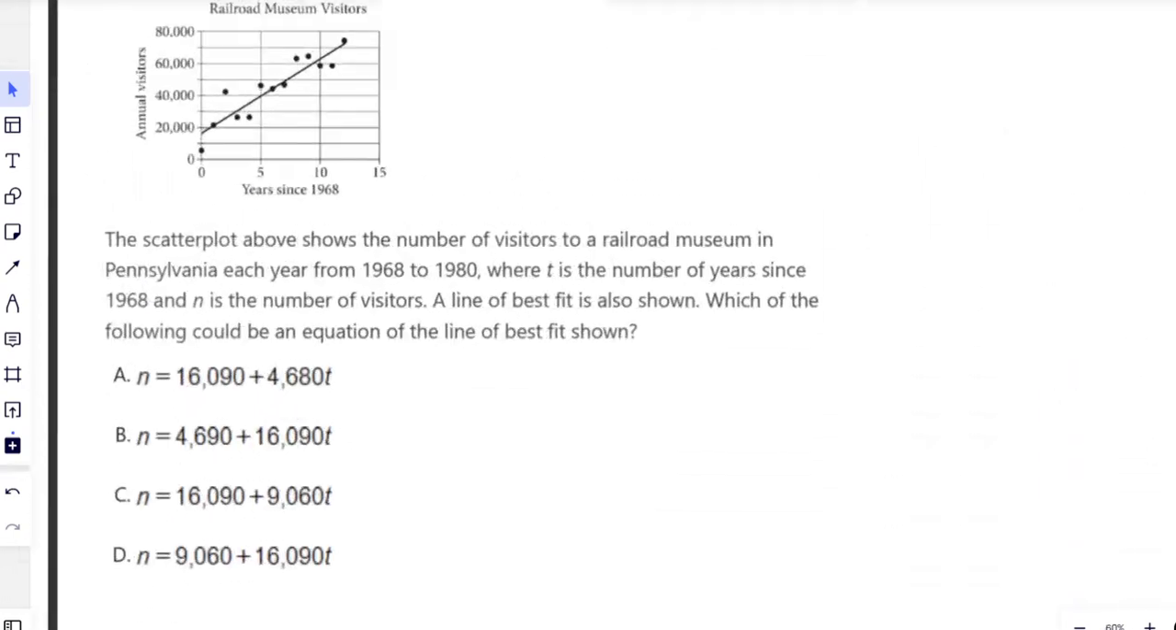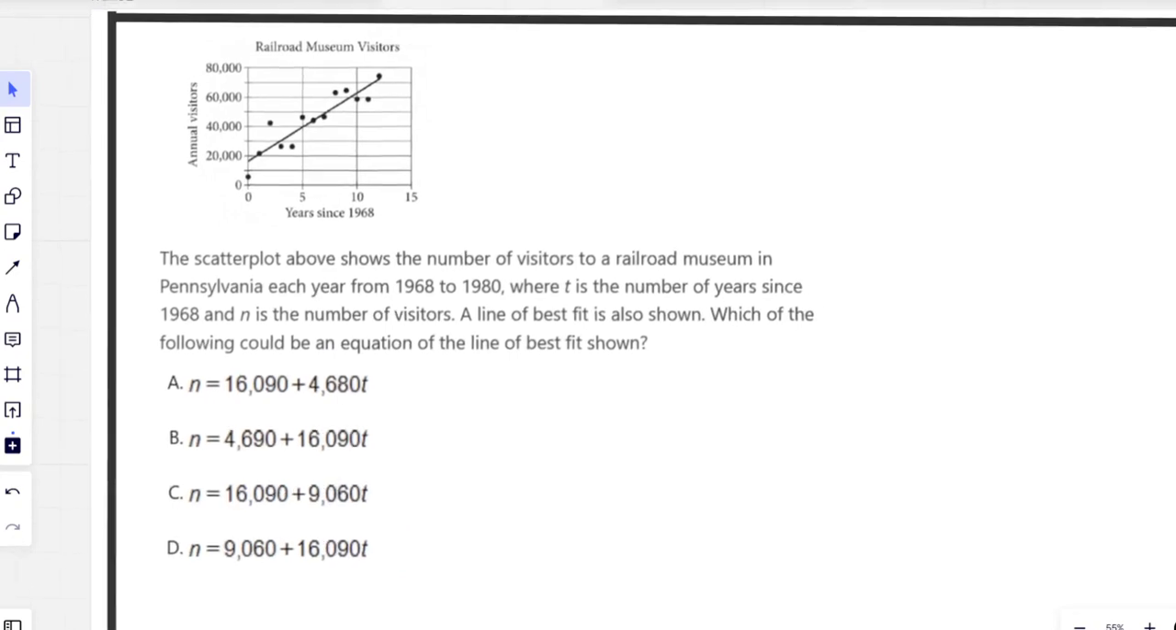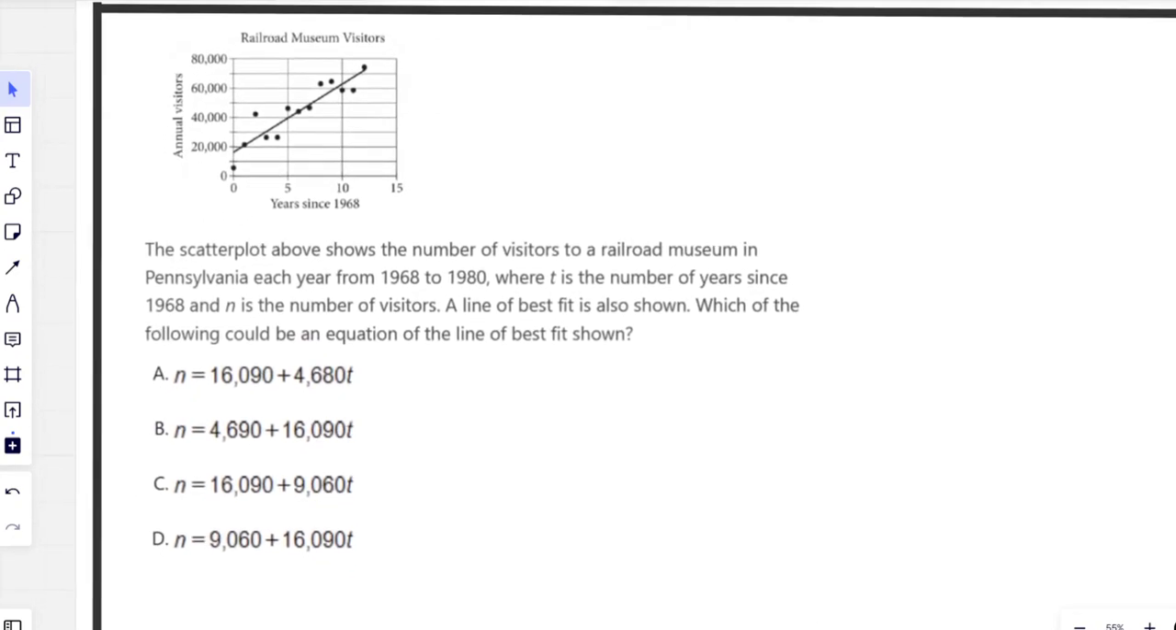Okay, question number one here says the scatter plot above shows the number of visitors to a railroad museum in Pennsylvania each year from 1968 to 1980, where T is the number of years since 1968 and N is the number of visitors. A line of best fit is also shown. Which of the following could be an equation of the line of best fit shown?